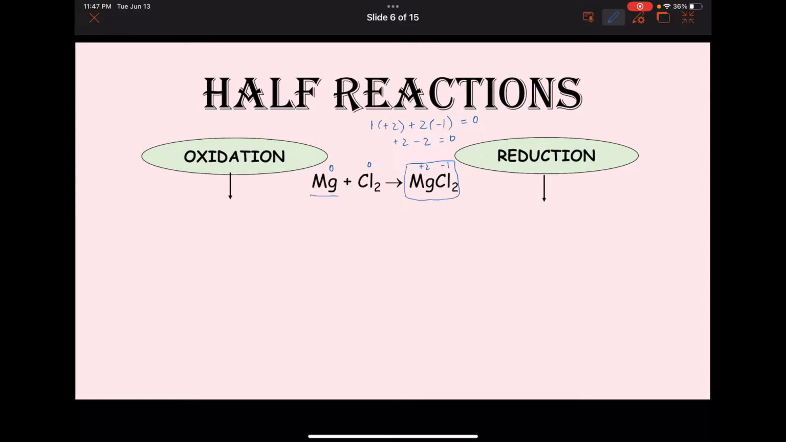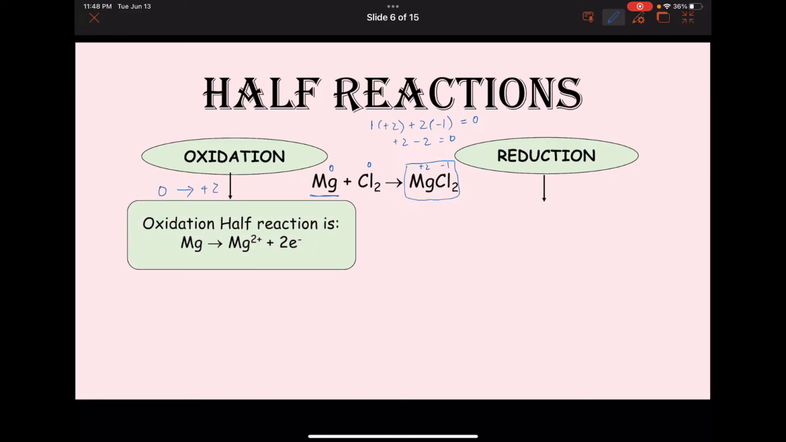Okay, so then we look at what is happening to each substance. We see that magnesium is going from a charge of 0 to +2. So 0 to +2 means the oxidation number is increasing. It's becoming more positive. That means electrons are lost. So magnesium is oxidizing. When we write the half reaction, we write magnesium with a charge of 0 and magnesium with a charge of +2. And because electrons are being lost, they go on the product side. The reason we have 2 electrons is because we are going from 0 to +2.